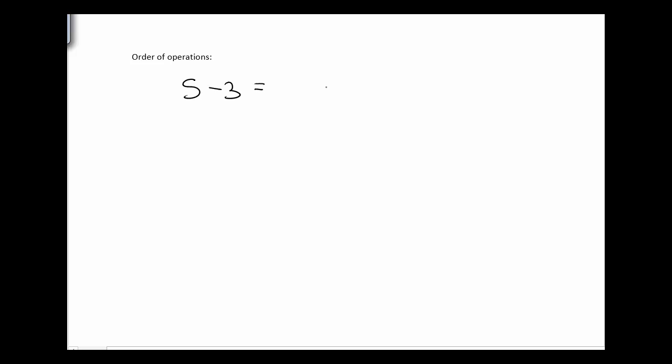Is this commutative? So can I switch places? And the answer is nope. One time I get 2, the other one I get negative 2. Clearly not the same, so I don't have the ability to switch the numbers back and forth. Okay.